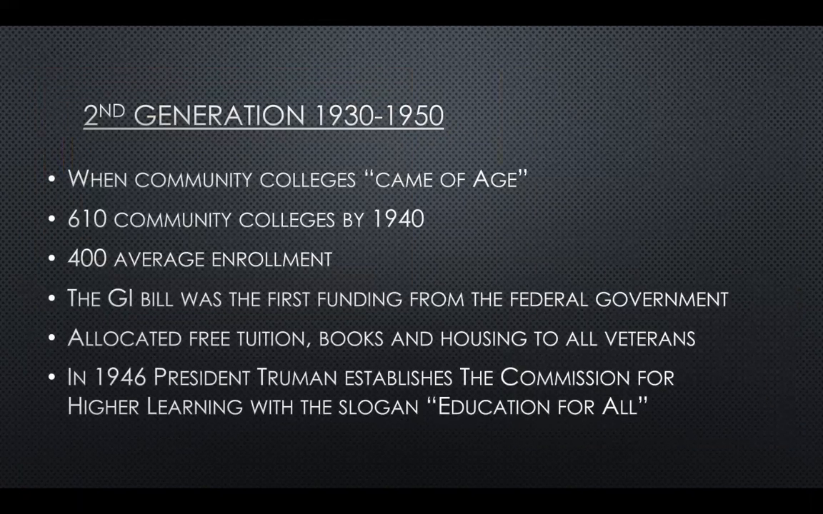Second generation, 1930 to 1950. When community colleges came of age, there were 610 community colleges by 1940, with 400 average enrollment. The GI Bill was the first funding from the federal government, allocating free tuition, books, and housing to all veterans. In 1946, President Truman established the Commission for Higher Learning with the slogan Education for All.